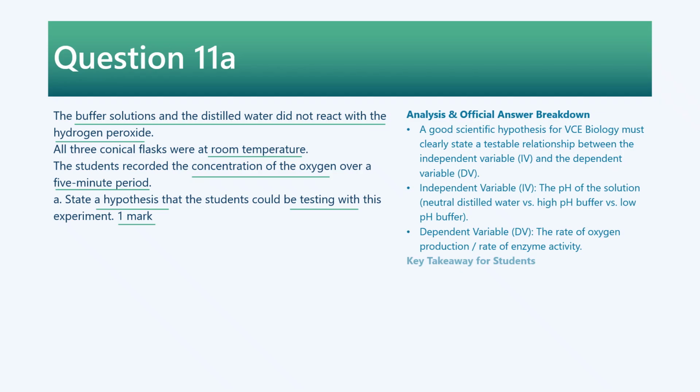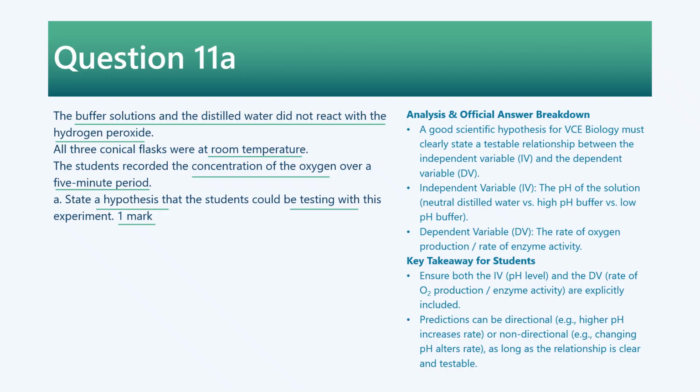Key takeaway for students: ensure both the IV pH level and the DV rate of O2 production for enzyme activity are explicitly included. Predictions can be directional, such as higher pH increases rate, or non-directional, such as changing pH alters rate, as long as the relationship is clear and testable.